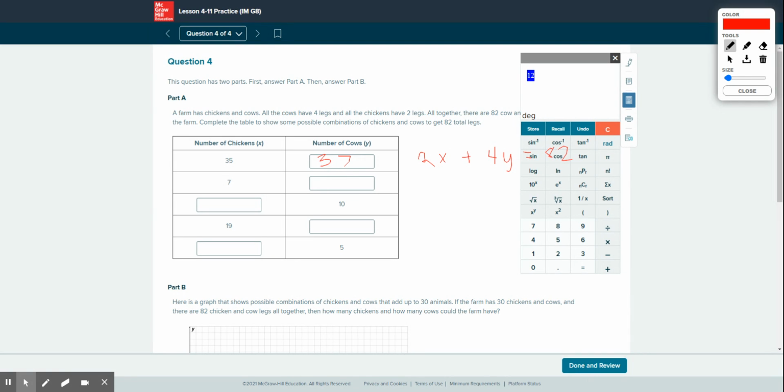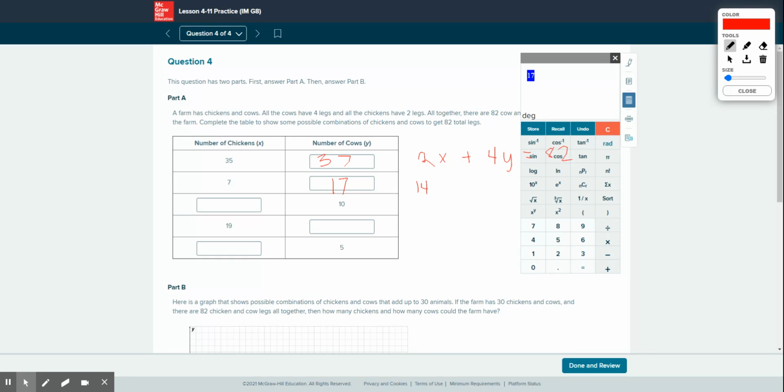And then with our next one, we're going to work with 7 chickens. That tells me there's a total of 14 legs there. And then how many cow legs are left? Well, we take our 82 and subtract the 14 legs that are given, which is 68. Divide that by 4, and that tells me that I have 17 cows when there's 7 chickens.